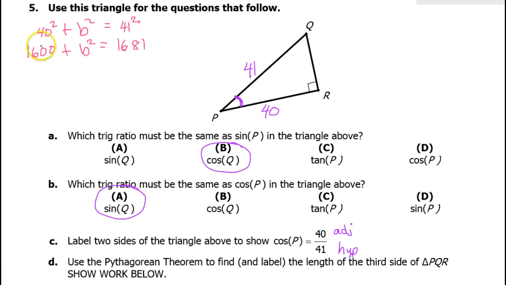So you get 1,600 plus b squared is equal to 1,681. If I subtract 1,600 from both sides, that's going to leave me with b squared is equal to 81. So, of course, if I take the square root of both sides, that's going to leave me with b is equal to 9. So the other side must be 9.